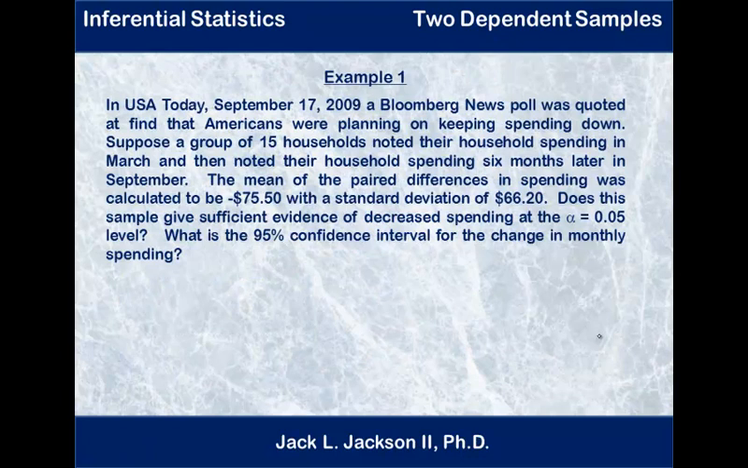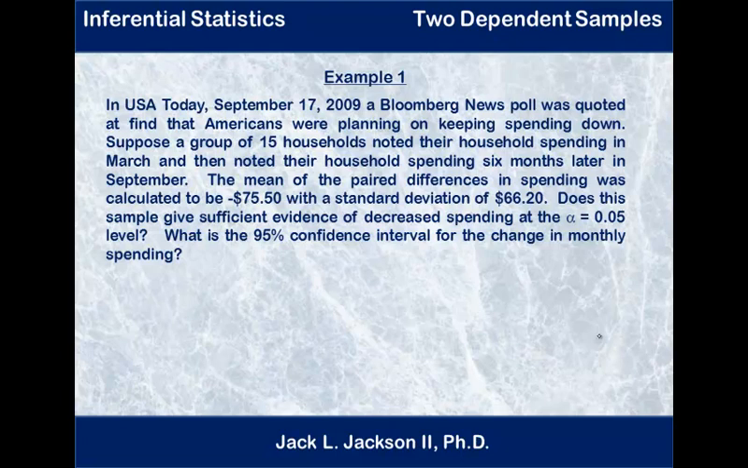In USA Today, on September 17, 2009, a Bloomberg News poll was quoted as finding that Americans were planning on keeping the spending down, because the economy wasn't doing great at that time. So suppose a group of 15 households noted their household spending in March, and then noted their household spending 6 months later in September. The mean of the paired differences in spending was calculated to be a drop of $75.50, negative $75.50, and the standard deviation was 66.20.